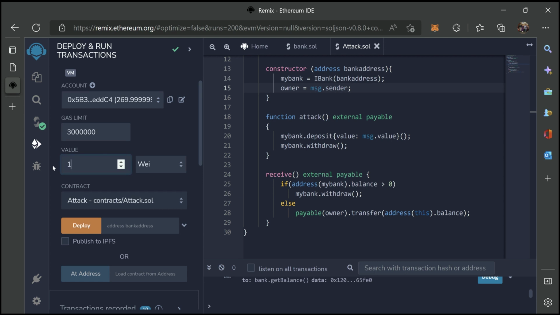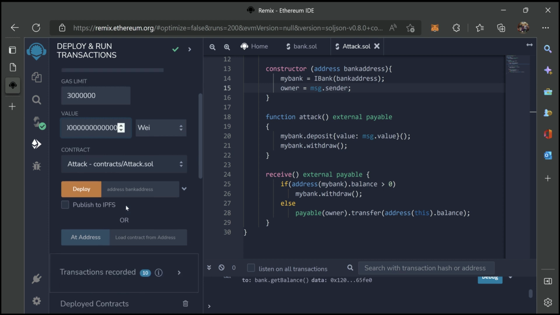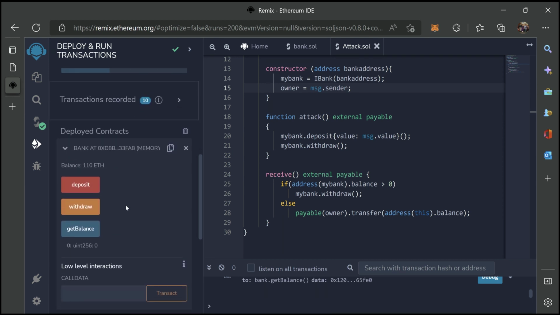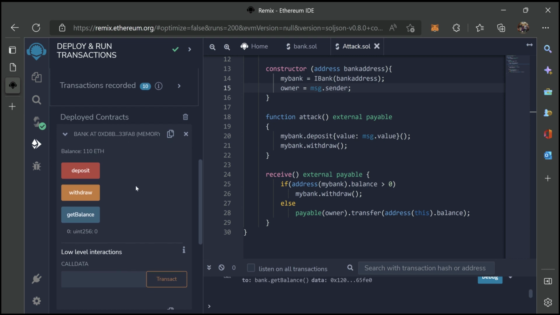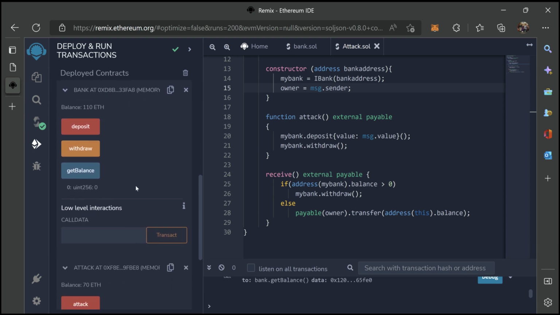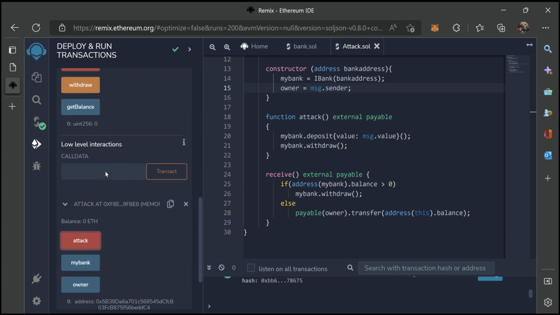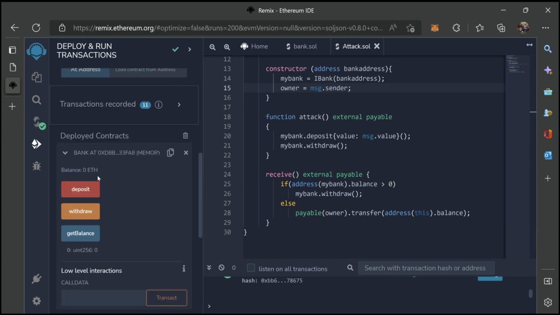Deposit another 10. Okay, deposit this. Then I'm going to do another attack. This time maybe I can drain all of this, but maybe not. I don't know how many attacks I need. But let's see, attack. Okay, so I did the attack successfully. So now this becomes 0.